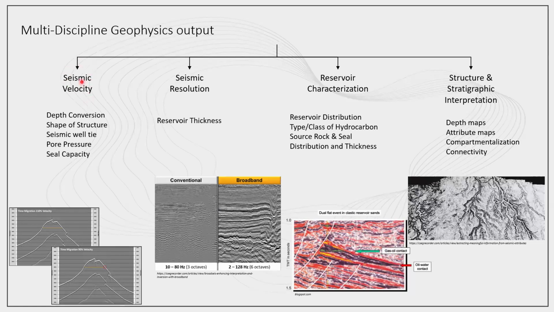So let's look at the seismic velocity. What is it giving us? It's giving us depth conversion and well seismic tie. Depth conversion is converting seismic to depths. How is that affecting our data? If we take a look at the graph for these two synthetic models, time migrated with 110% velocity and time migrated with 90% of the velocity, we'll see that the structure is not the same, which means volume is not the same.